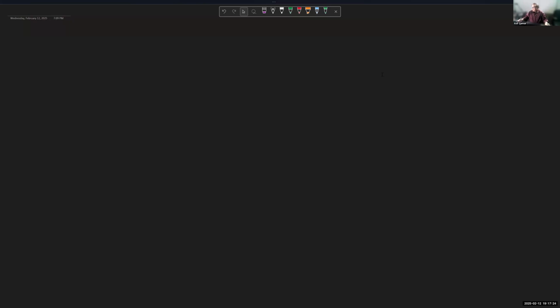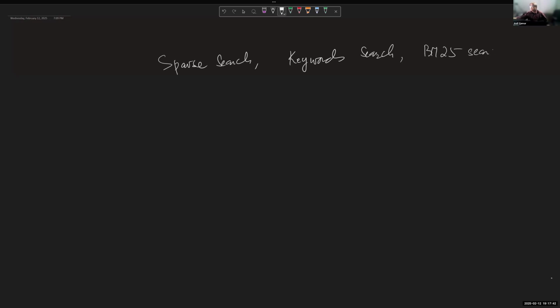So let me put the words there. Keyword search. It is also called BM25 search, or it's also called sometimes just TF-IDF based search. But generally, these words we will consider as broadly synonymous. Most of the modern search engines, traditional search engines like Solr, Lucene, Elasticsearch, OpenSearch, they are based on BM25.